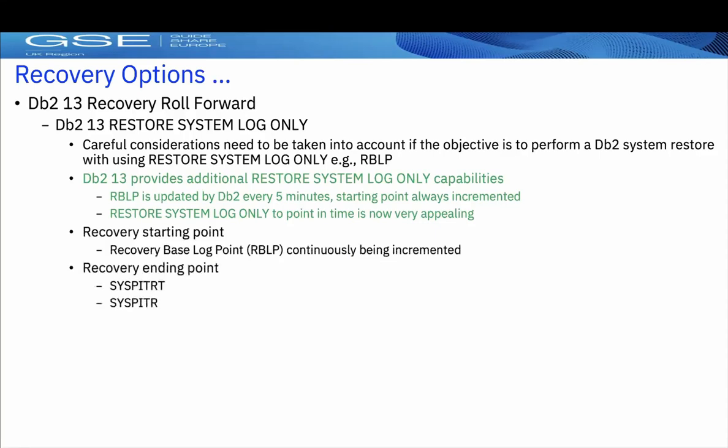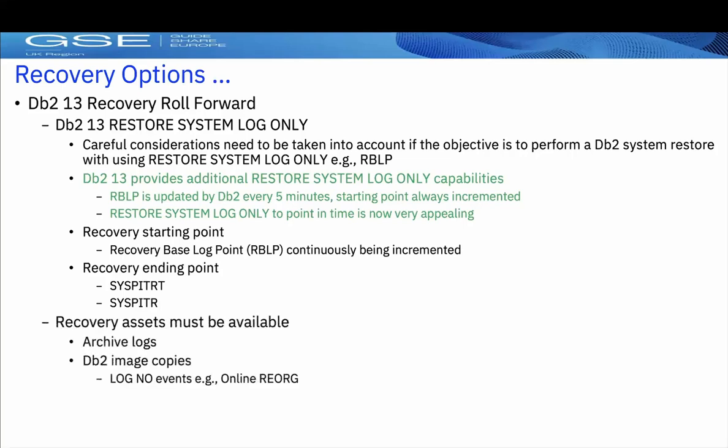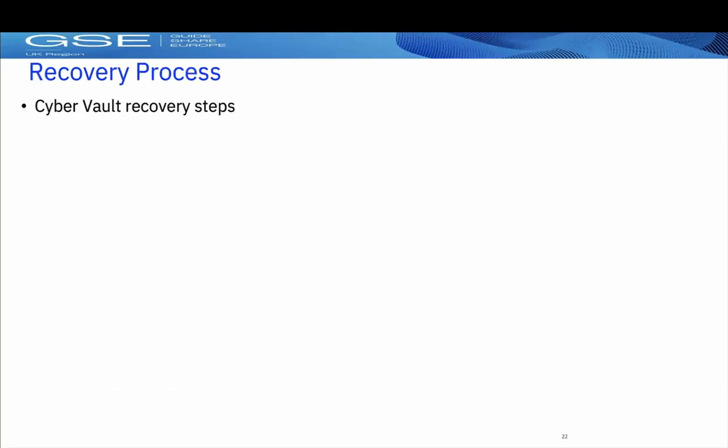Now, I say it's updated every 5 minutes. It doesn't mean it's 5 minutes old. It's every 5 minutes to the last consistent recovery point for the group. So it could be 6 or 7 minutes. But the point is it's always being incremented. And you can always get the SYSPITR, SYSPITRT available for a conditional restart record. And now, if you have the archive logs and log no image copies, you can roll forward.